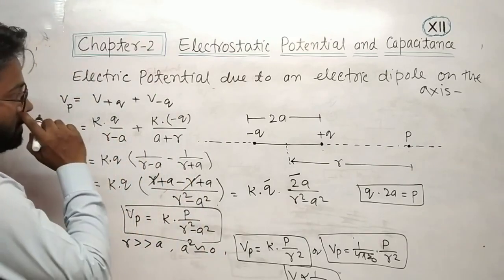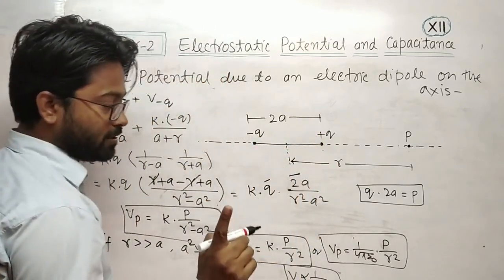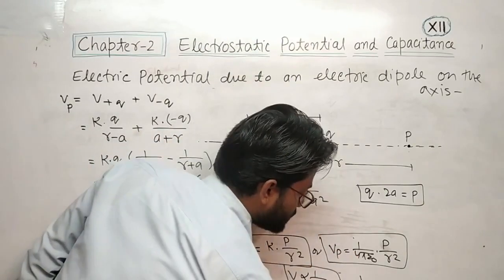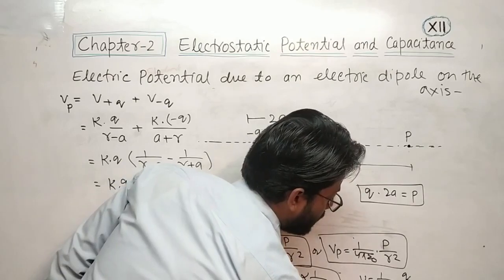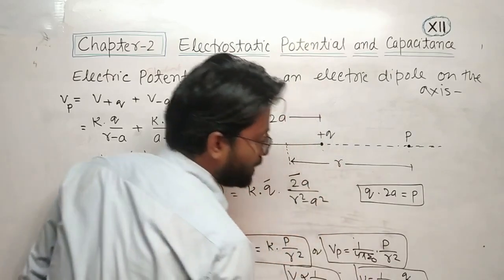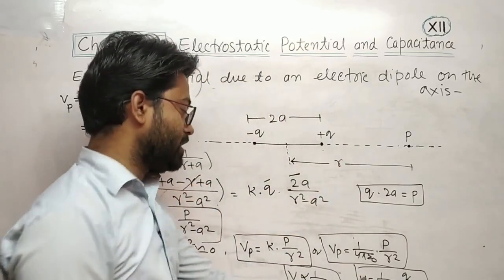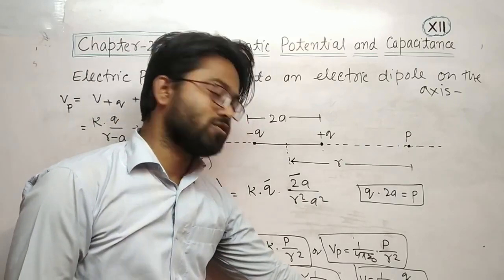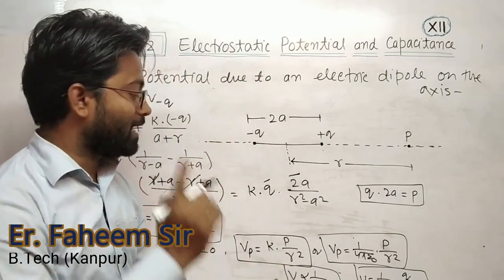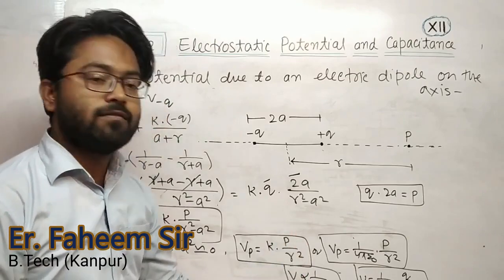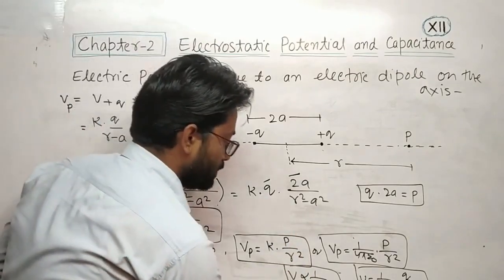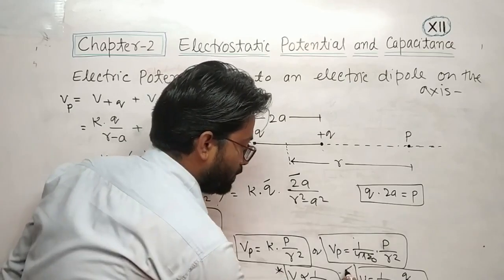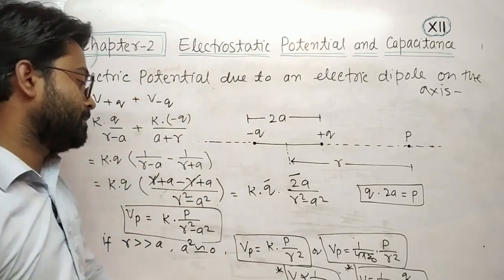But due to a point charge, potential is 1 upon 4 pi epsilon naught Q upon R. Due to a point charge, potential is inversely proportional to R, and due to an electric dipole, potential is inversely proportional to the square of the distance. These 2 points you must keep in mind.